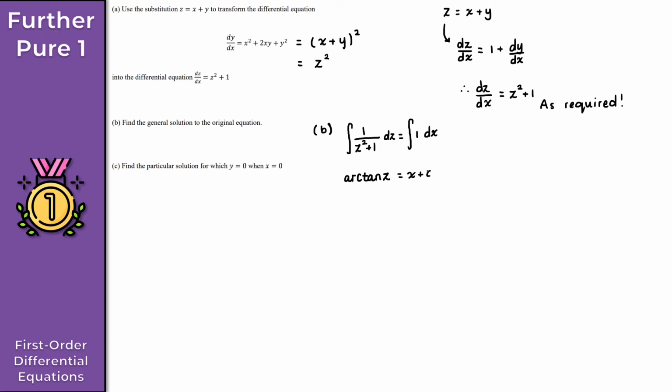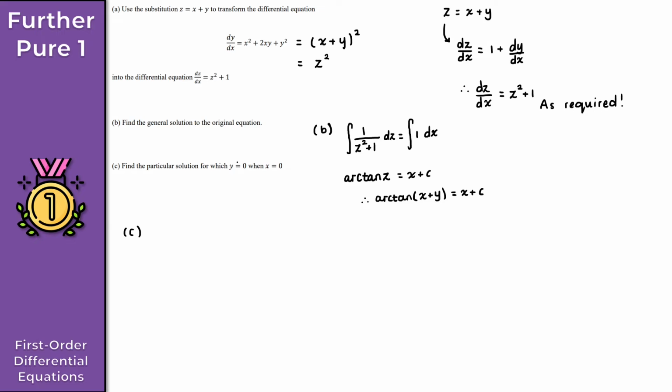Now just replace z with the original substitution. Therefore we obtain arctan of (x plus y) is equal to x plus c. And there we have it. That gives us the general solution to the original equation. Now finally for part C, what we want to do is find a particular solution. We want to find the particular solution for which y equals 0 when x equals 0.